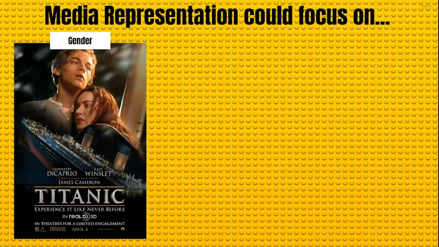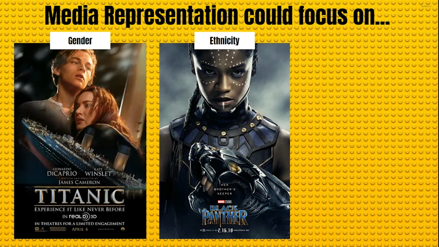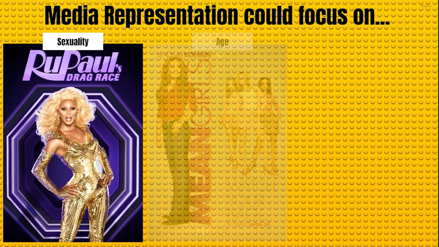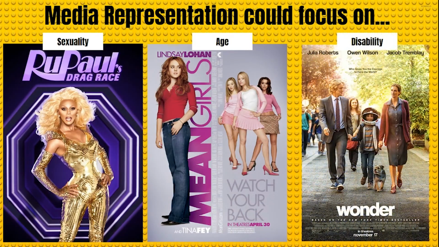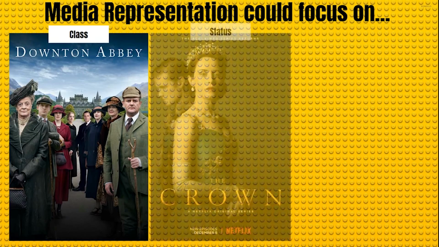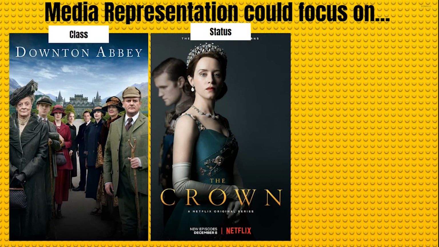Gender is one social group that we could focus on when discussing representation. Other areas include ethnicity, nationality, i.e. what country people are from, sexuality, age, disability, class, i.e. whether someone is working, middle or upper class, and status, so how much power someone might have.